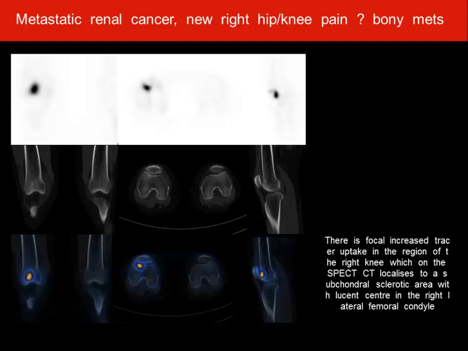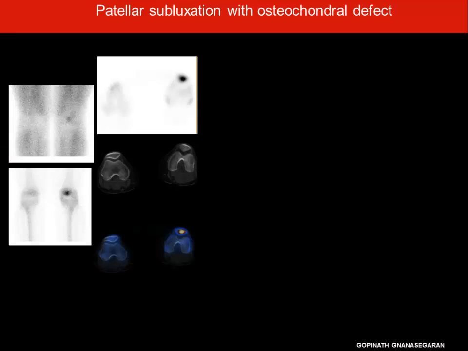Another example of an osteochondral defect, and I keep showing this because it's quite common. We often detect patients with metastatic renal cancer, pain in the right hip and knee pain, and if you can look carefully around this area, there is a sclerosis with a central photon deficient area, which is a classical finding of osteochondral defect.